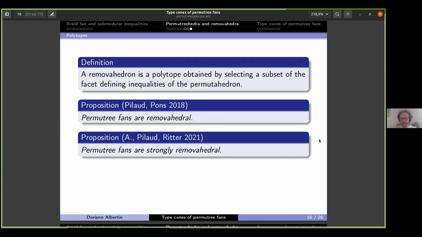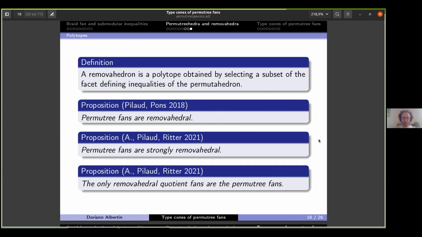And we prove another statement concerning remove-ahedra, meaning that among the bigger class of quotient fans, which is a bigger class than parametry fans, the only ones that are remove-ahedral are the parametry fans. If you do not know what a quotient fan is, or if it interests you, you just have to wait until the next talk where Doriann will most likely talk about quotient fans.